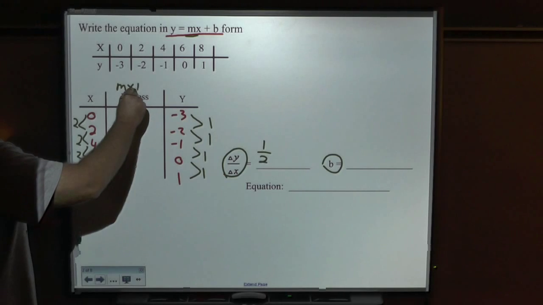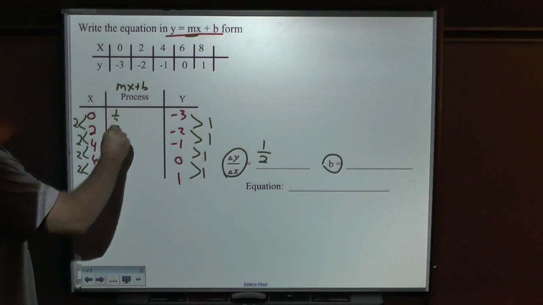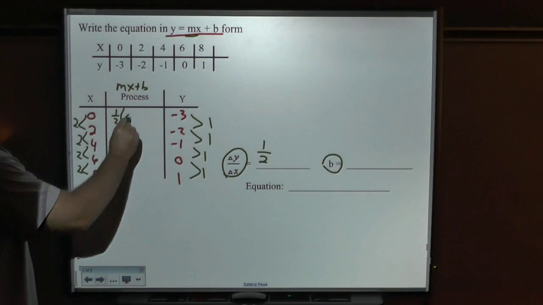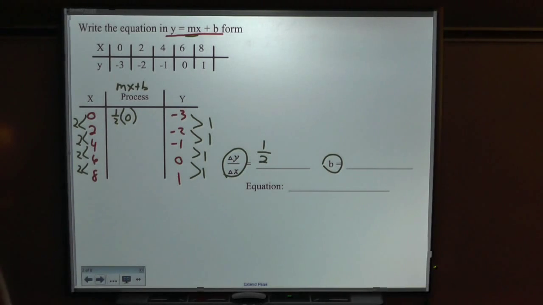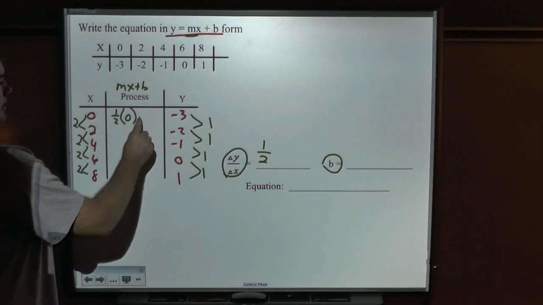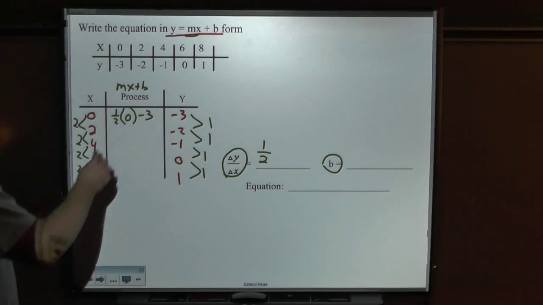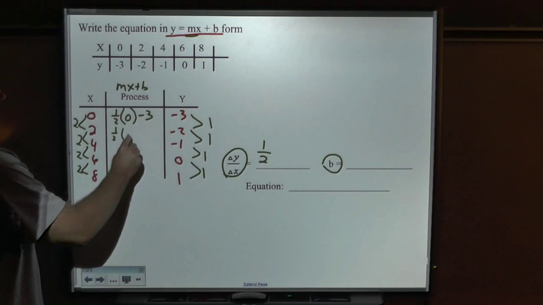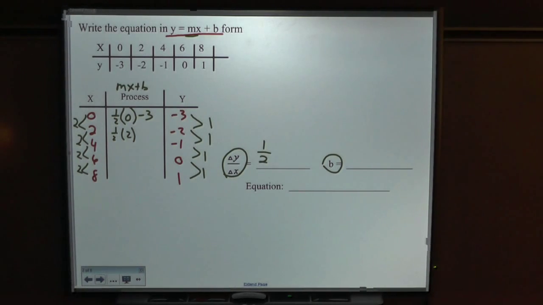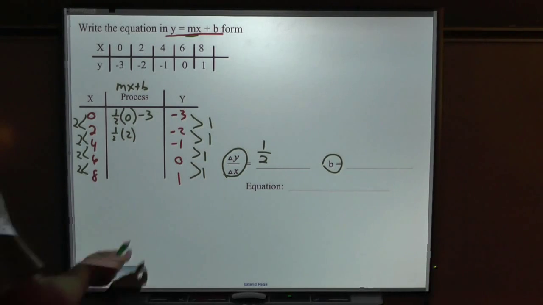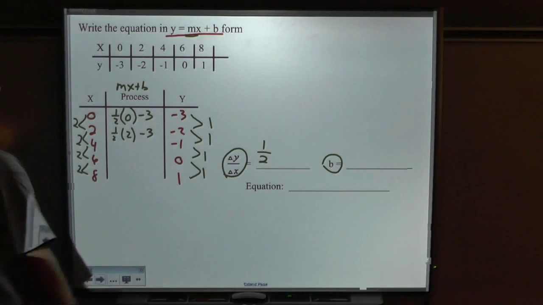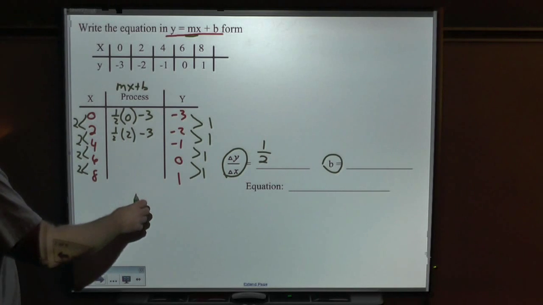That is what we put in that process column. So 1/2 times the value of x, so the domain, is 0. Well, 1/2 times 0 is 0. So minus 3 will give you -3 for the next one. 1/2 times 2. You can use your calculator or whatever you want to do this, but half of 2 is 1. Well, 1 minus 3 gives you -2, and you can do that throughout.